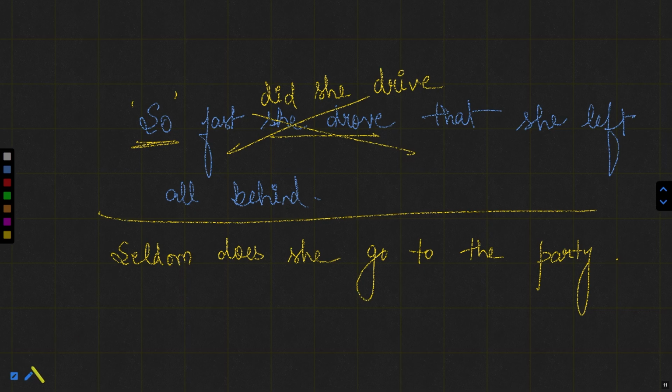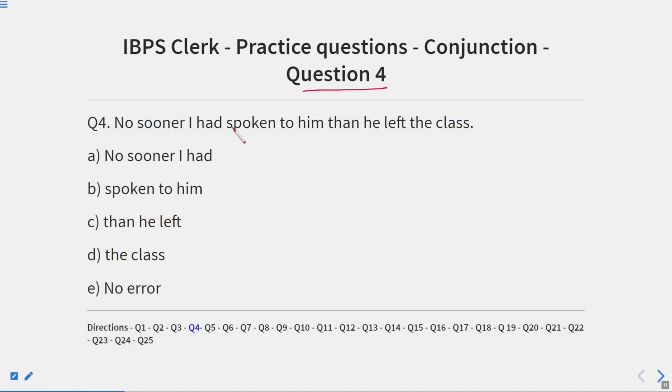Now let us get back to the question. Here it is written, no sooner I had spoken to him than he left the class. Now we can see that no sooner is paired with the word than. But here the structure of the sentence is incorrect, because if the word no sooner begins the sentence, we have to follow the inverse rule. That means the helping verb comes prior to the subject. Therefore this I had is incorrect. It should have been had I.